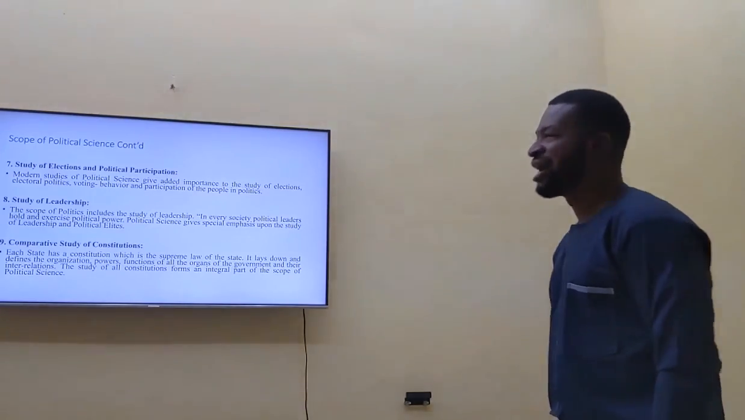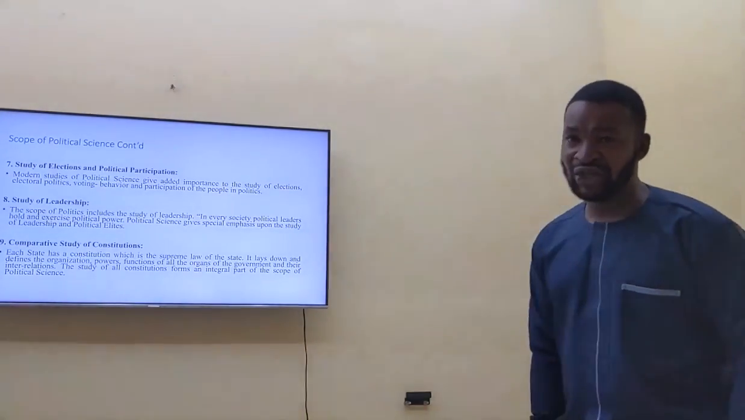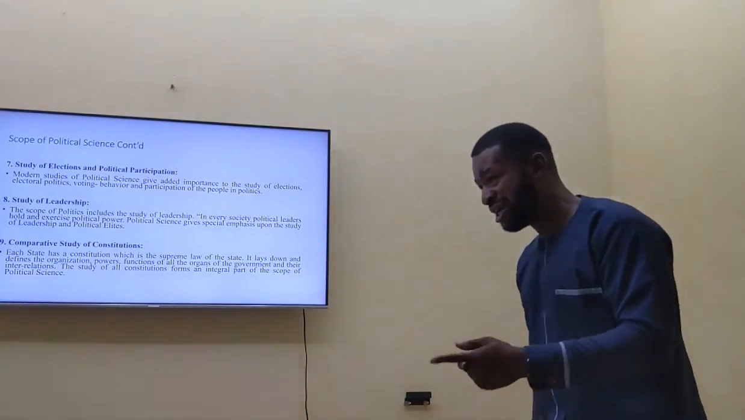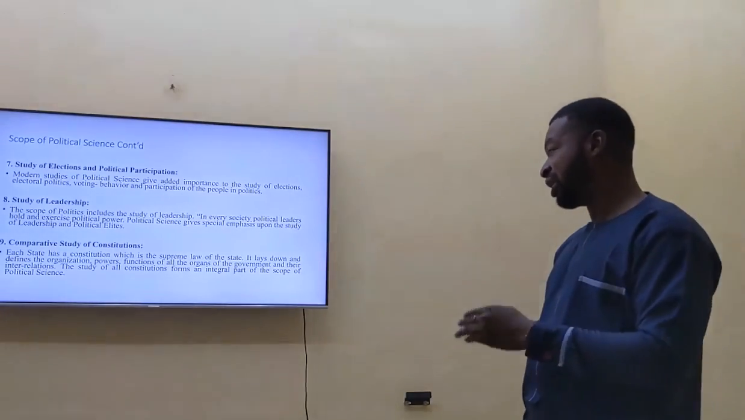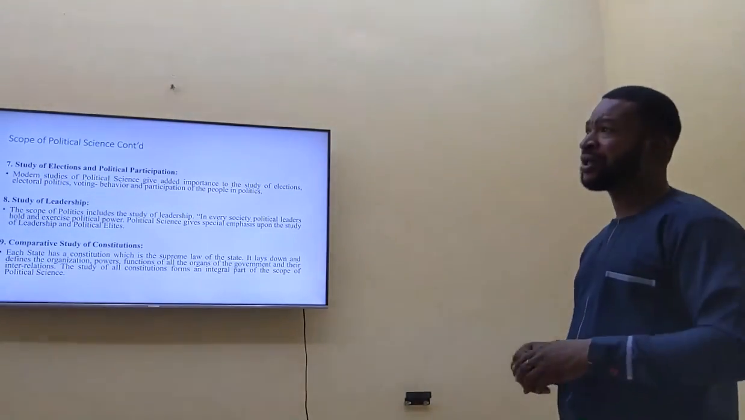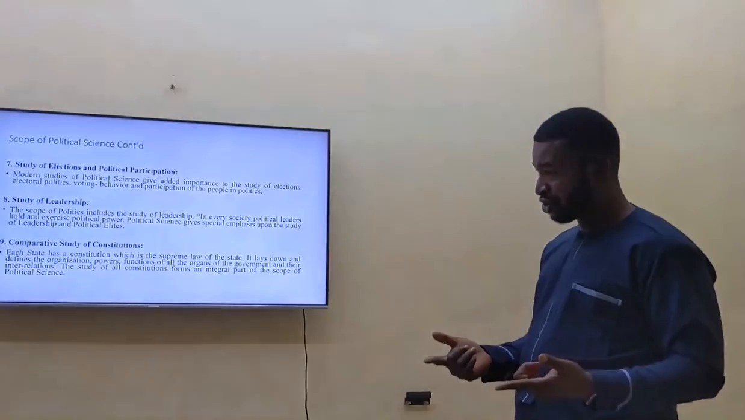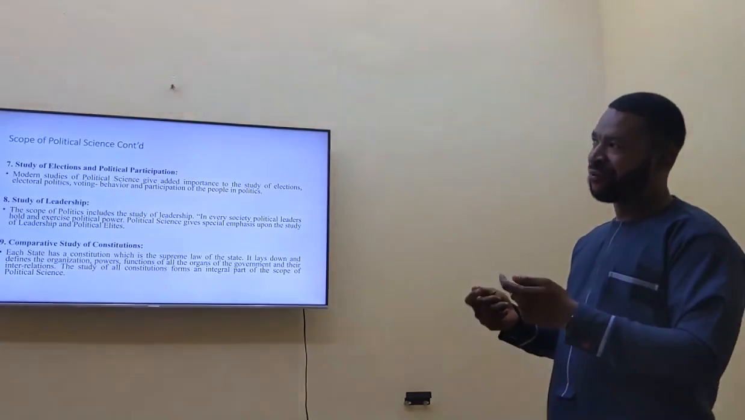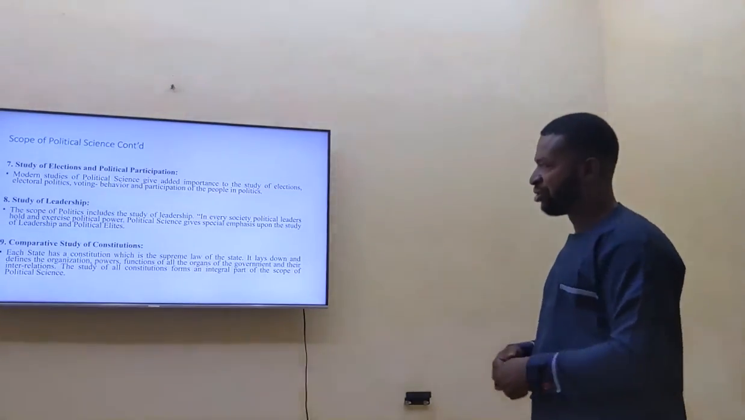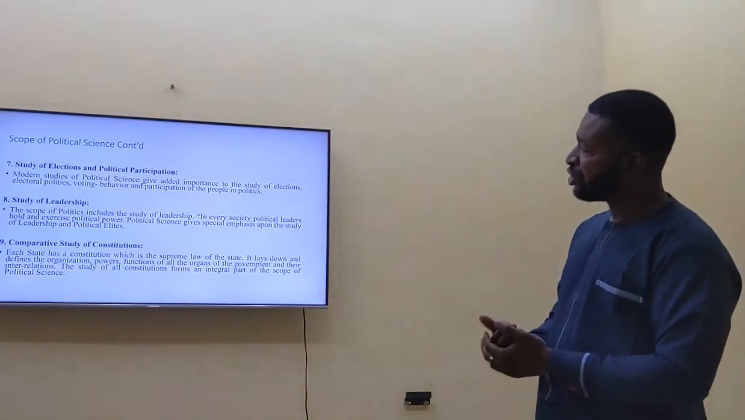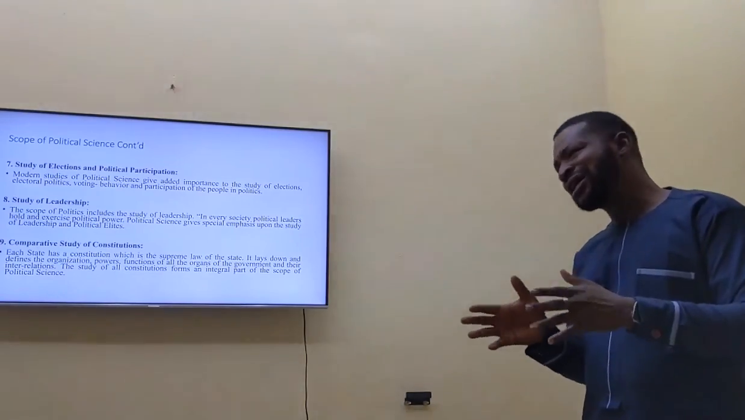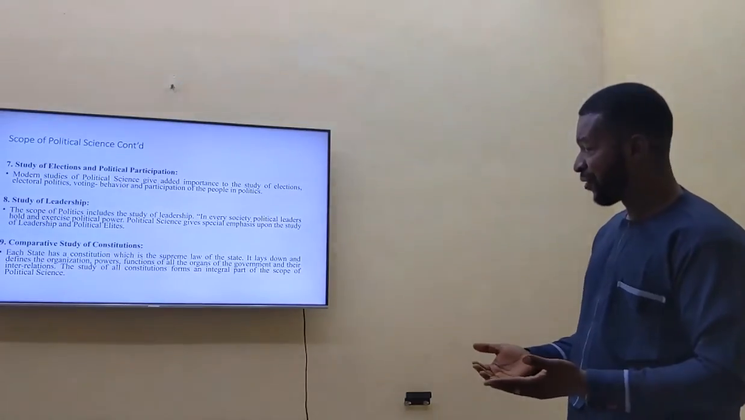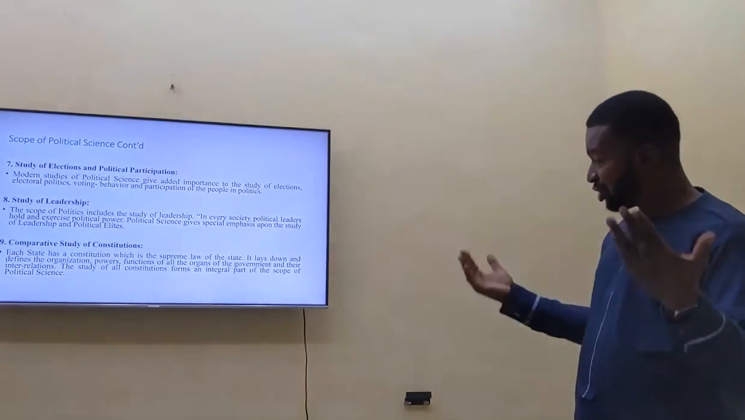Another scope of political science is election. Today, election has evolved as the modern way of transition of government. It is a very vital tool in the hand of the electorate. So it is important that while studying political science, we look at the election. Is the election free and fair? Not just looking at the election, but looking at it from the angle of free and fair election, and from the angle of political participation. In this our Nigerian state, are the citizens politically active, or do they have political apathy?